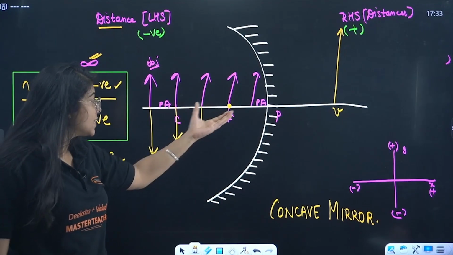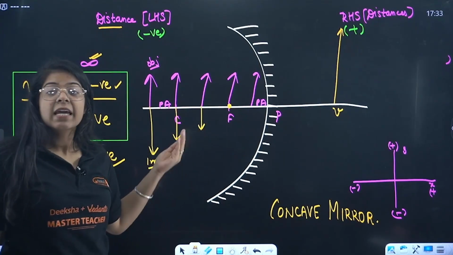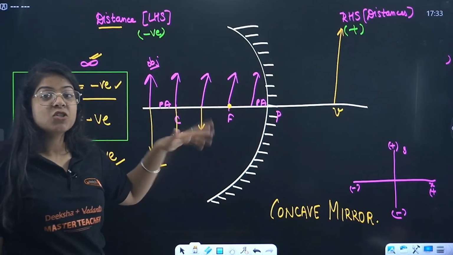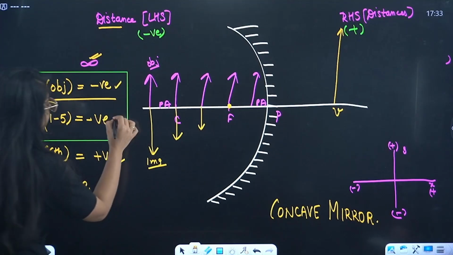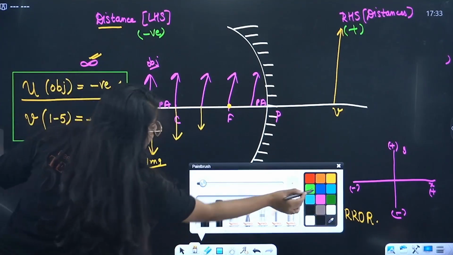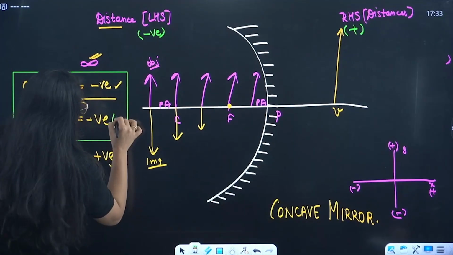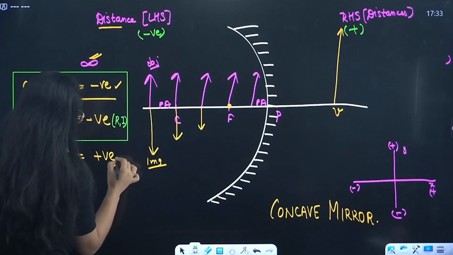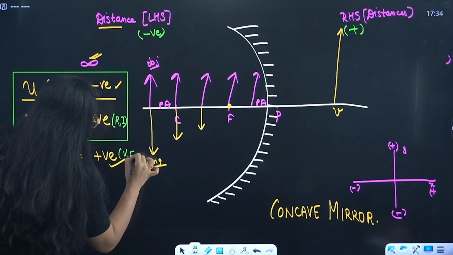Images in this case, in these first 5 cases, are below the principal axis. Image is real and inverted. Let me write it here. The image, beta, here is real and inverted. And in this case, the image is virtual and erect.